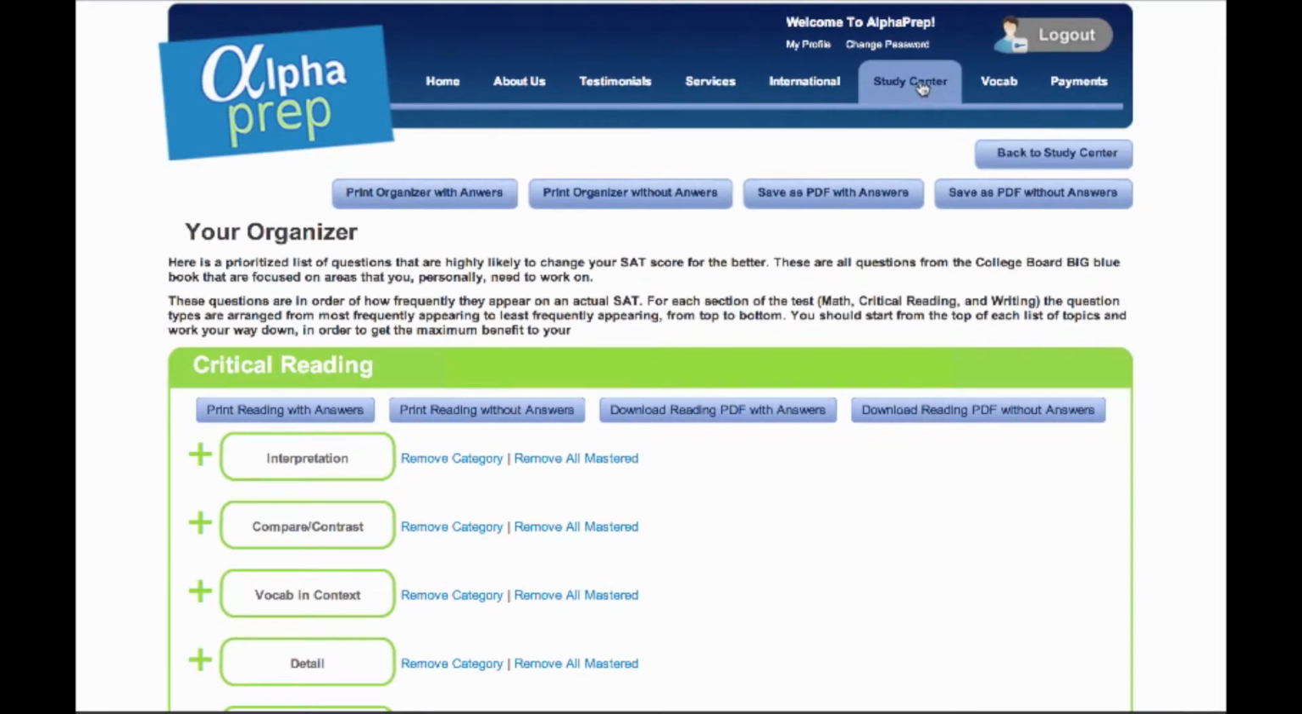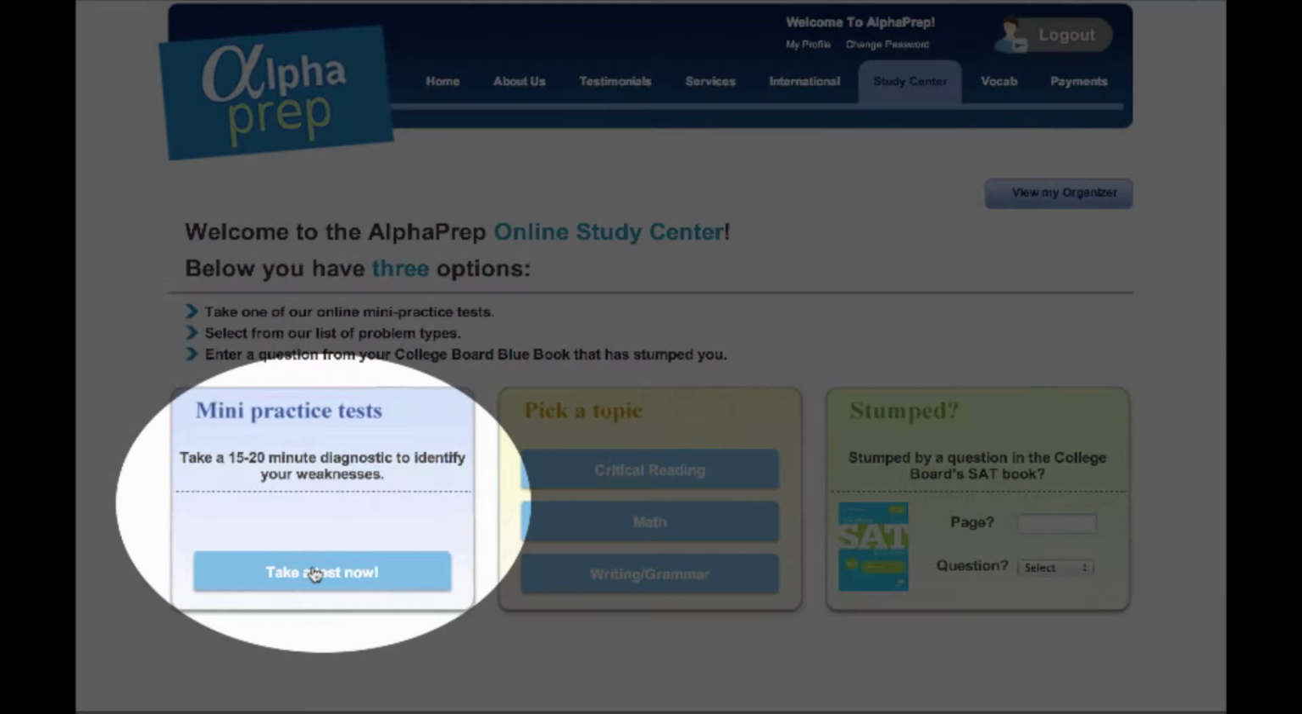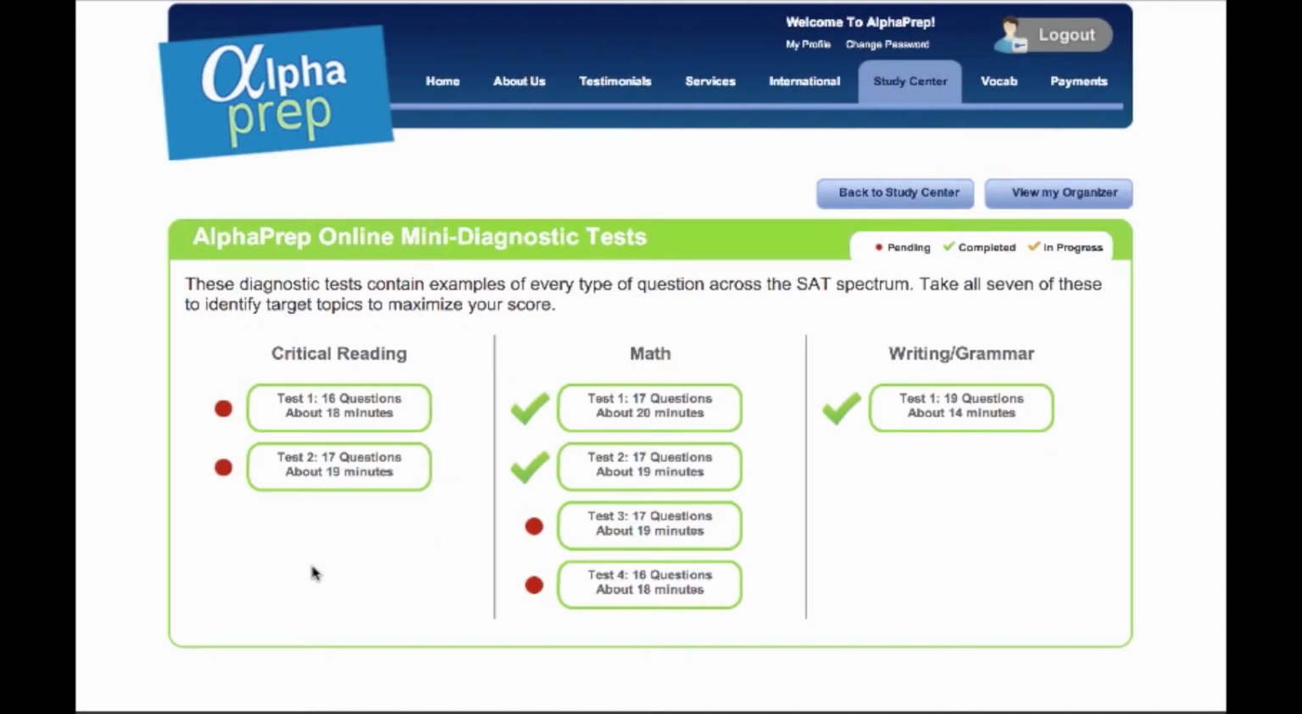That's one way to populate your organizer. Another way to populate your organizer, which is really, really important, is to take our mini diagnostic tests.